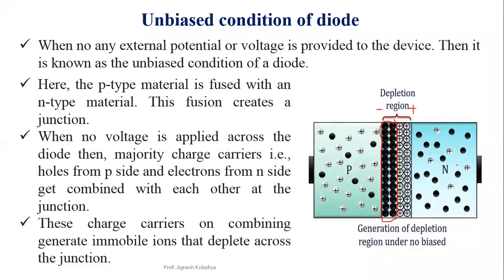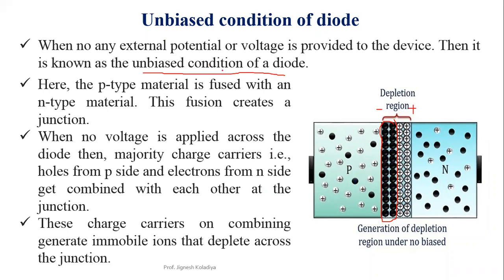So let us see the 3 different conditions: unbiased, forward bias, and reverse bias. In the unbiased case, we are not going to apply any external electric potential. When no external potential or voltage is provided to the device, it is known as the unbiased condition of diode. So here you can see I'm not going to supply any voltage.